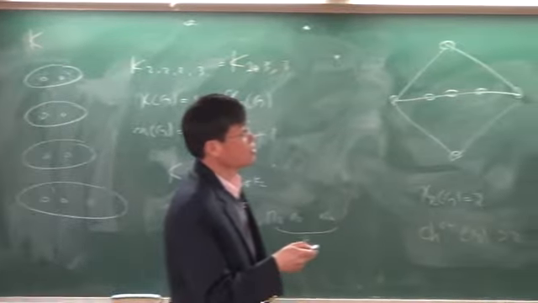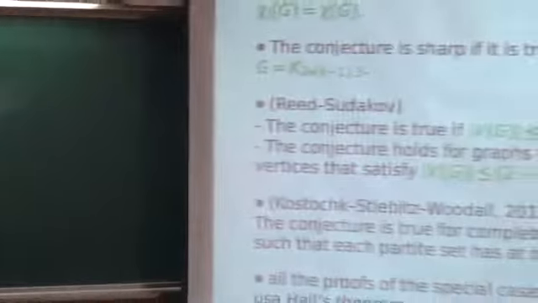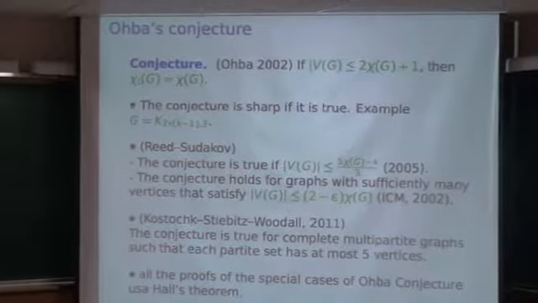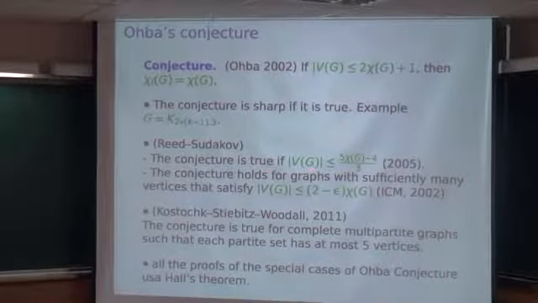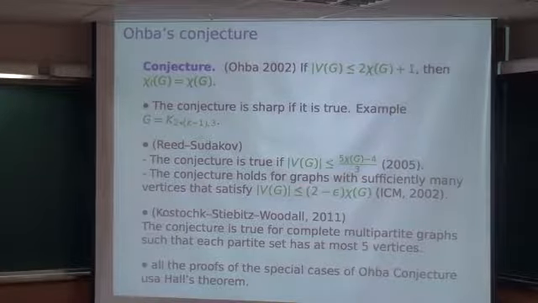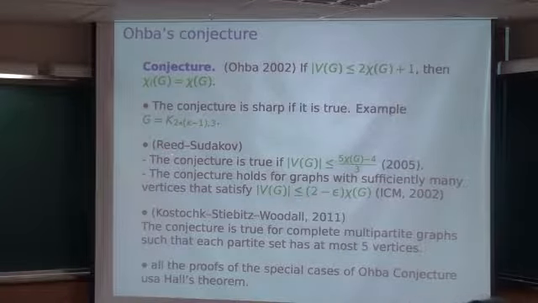And then regarding Ohba's conjecture, there's some progress. In the general bound, the result is this way: if the number of vertices is at most this one, then this conjecture is true. Also, Reed and Sudakov showed that this conjecture is true asymptotically. I mean, if the number of vertices is sufficiently large, then the conjecture is true.